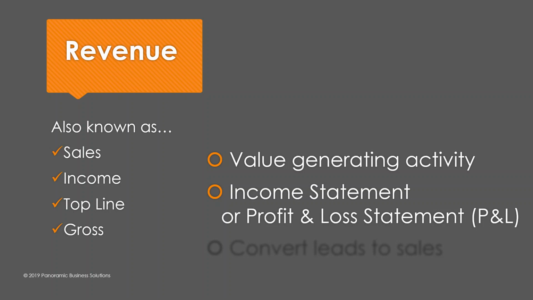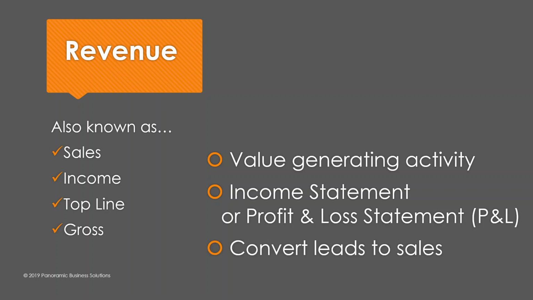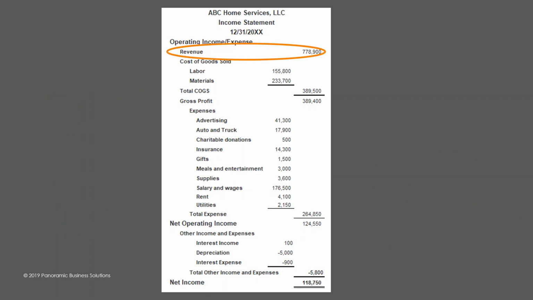Revenue measures the effectiveness of your company's ability to convert leads to sales. So when you spend money on marketing to generate those leads and then convert those to sales, it shows up on this revenue line, the top line on your income statement. And so this is just what an example could look like. It gets its name because top line, it is the first line that shows up on that report.